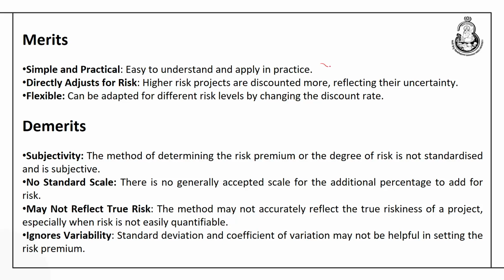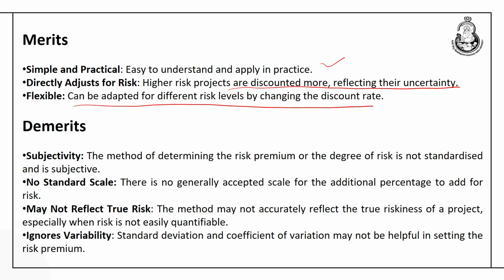The only difference lies in the fact that instead of discounting at the risk free rate, now we are discounting at the risk adjusted rate. The method is very simple and very logical to be used by the management. It is directly adjusting the risk in the discounting process, where the R, that is the rate of interest, is reflecting the riskiness of the project. And this is a very flexible method because it can be adapted for different risk levels by changing the discount rate.